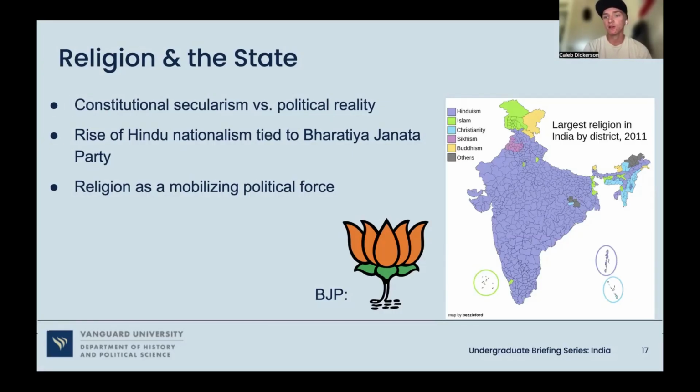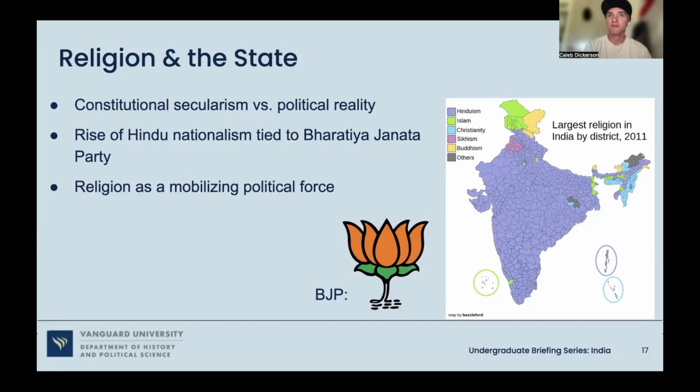Obviously, Hinduism is the largest religion in India, as we can see on this map here. Political parties are appealing to religious identity, like the BJP mentioned earlier. They are very much Hindu nationalist, and they have used that to gain support through the religion. And that has led to a rise in Hindu nationalism all over India. It's influenced policy decisions, public rhetoric, and debate over national identity.